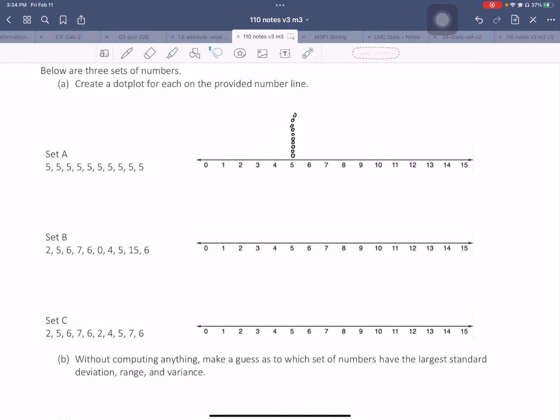And there's my dot plot. The dot shouldn't be falling off the top there. There we are, that's better. Okay, so the second set of data, set B, is a little more interesting. So I have a 2, a 5, and go ahead and pause your video and continue this dot plot.